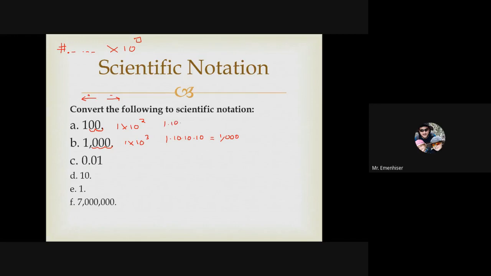So we can even check our answer. This is 1 times 10 twice. What do we get? 100. And that's what it should be. So you can always convert back to the decimal form and see if you got it right.